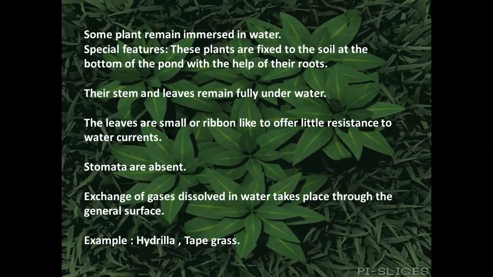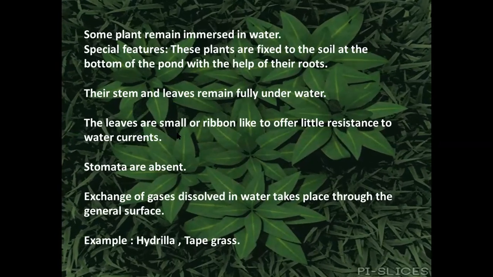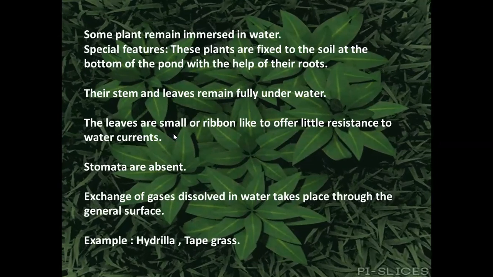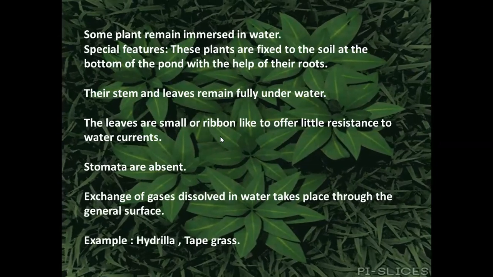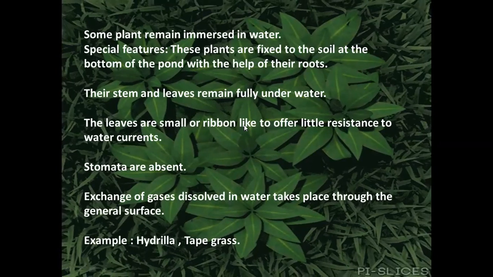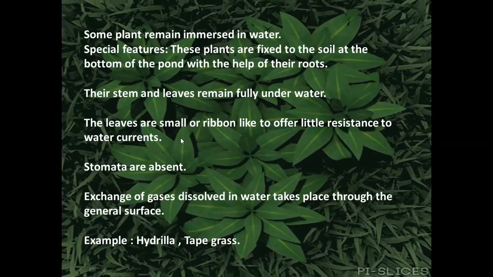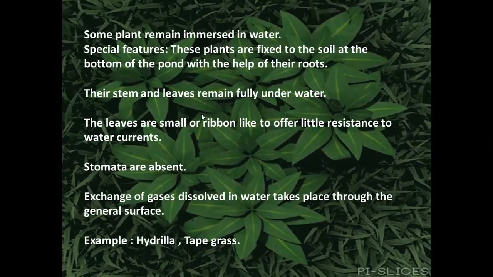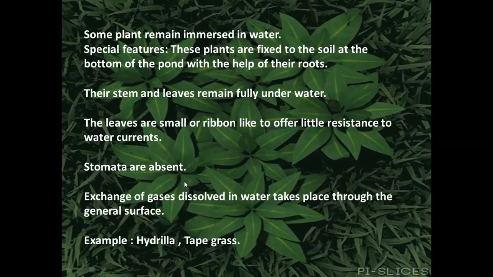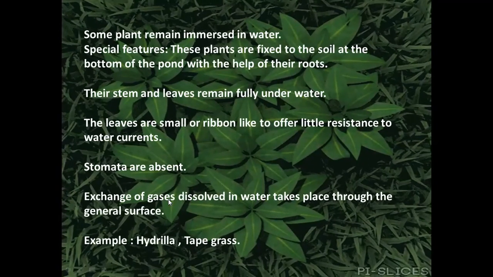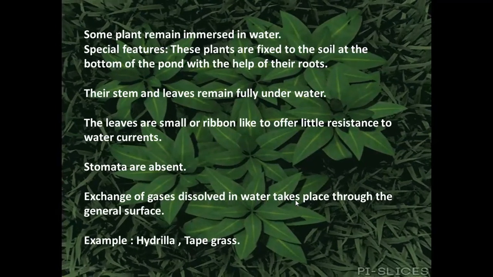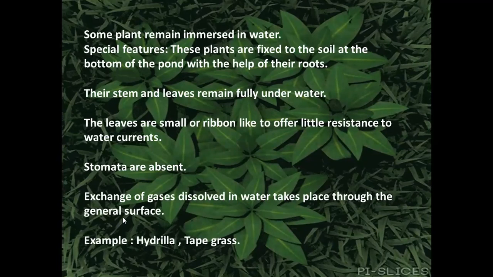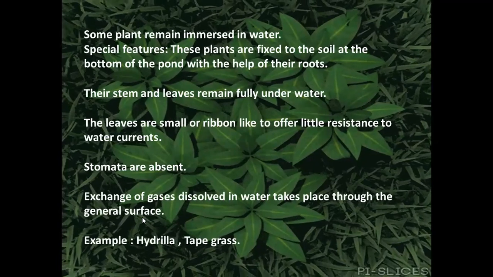What are other special features of such plants? Mostly their leaves are small and ribbon-like. For what purpose? To offer little resistance to the water current. Understood? Stomata are absent. In such plants, stomata are absent. Exchange of gases dissolved in water takes place through the general surface. And how does the exchange of gases occur in such plants?